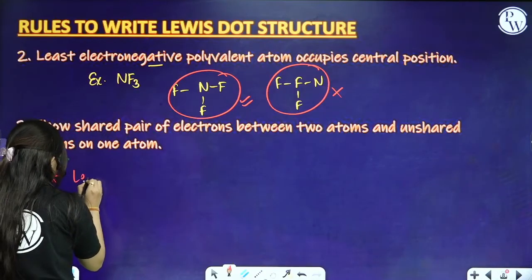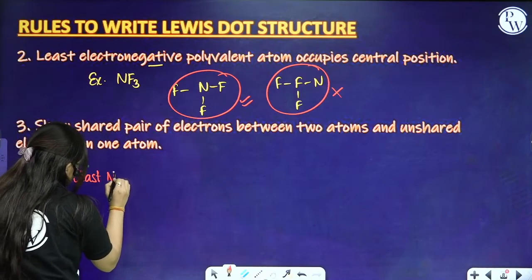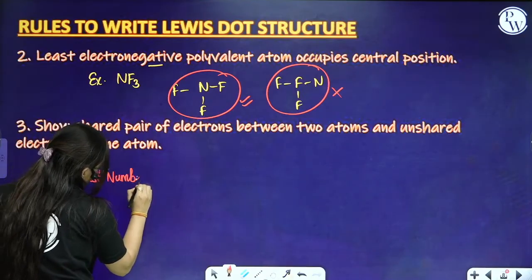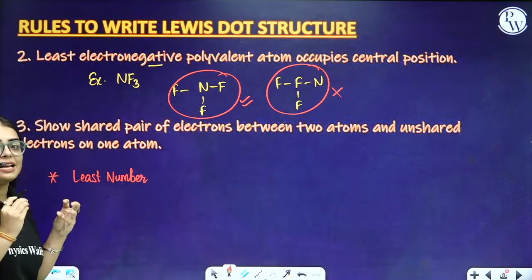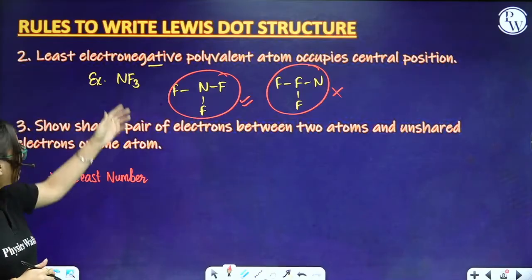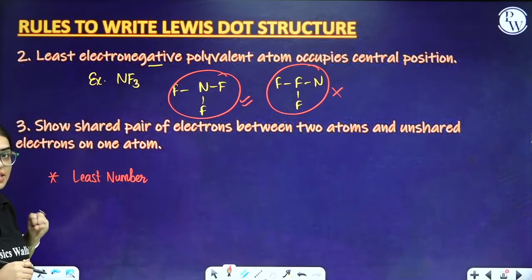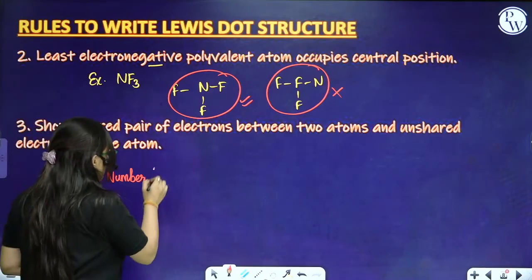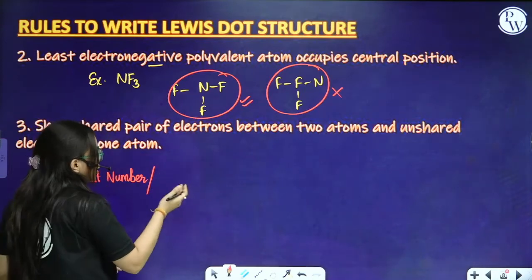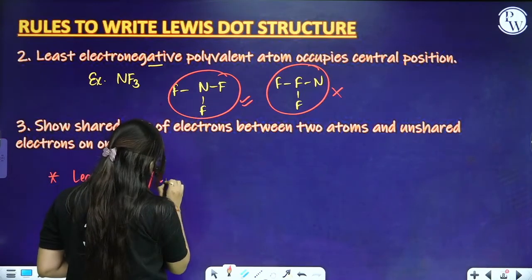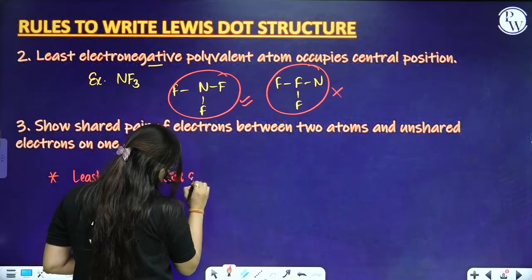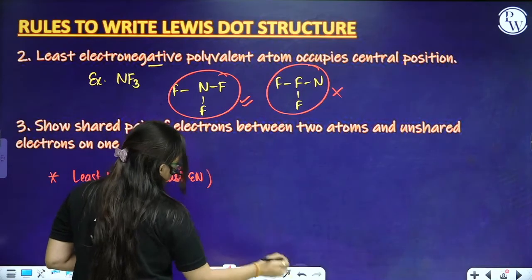That is least number. First part is least number. See which of the following elements is present in least amount. Here nitrogen is 1, fluorine is 3. Nitrogen is in least amount, so it can acquire the centralmost position. If this number is also equal, then you can go for what? You can go for least electronegative.